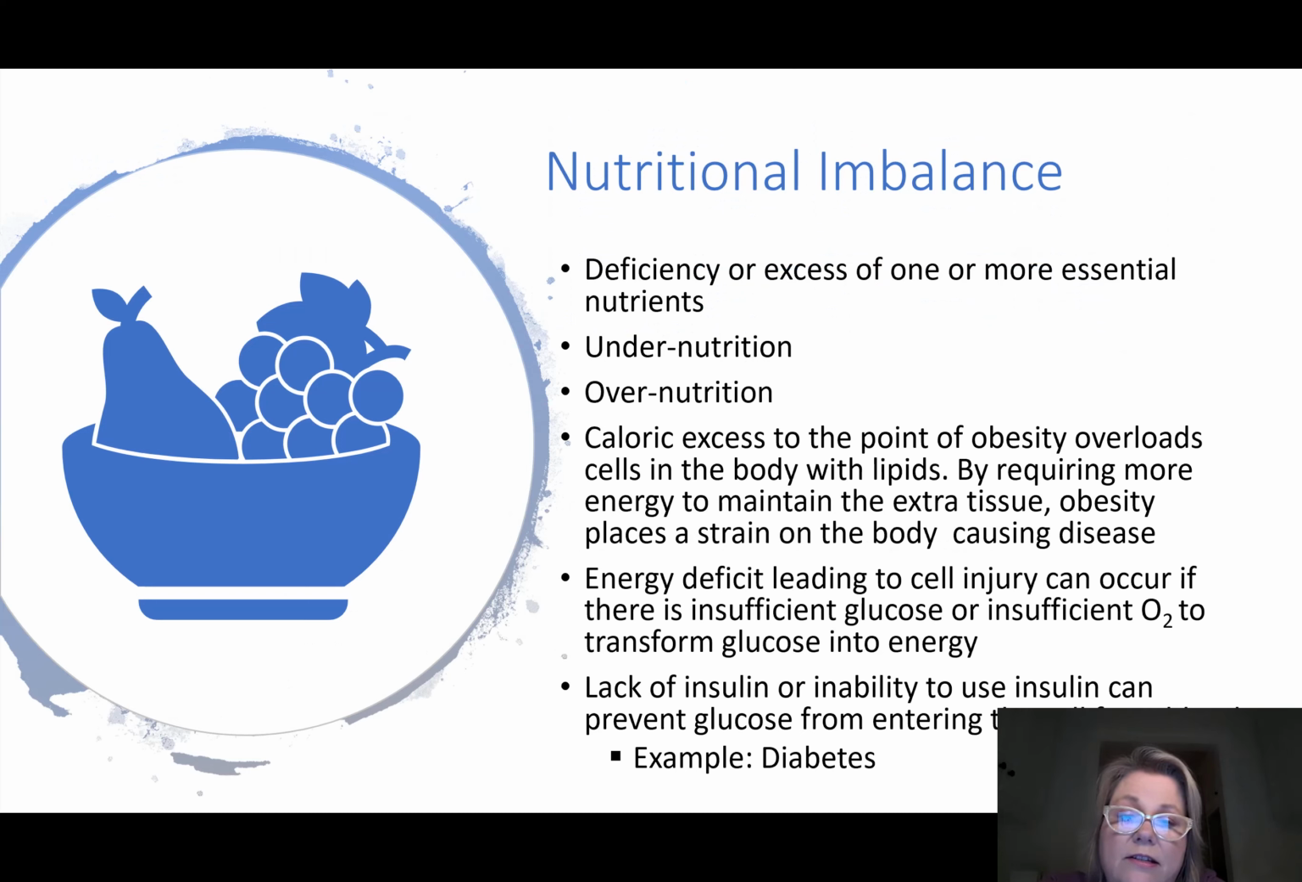Nutritional imbalances. A deficiency in one or more essential nutrients can cause that. Undernutrition, overnutrition. If you have obesity, it overloads the cells of the body with lipids, and it requires more energy to maintain that extra tissue, and obesity places a strain on the body, causing disease. Energy deficit leading to cell injury can occur if there's insufficient glucose or insufficient O2 to transform that glucose into energy, like we talked about in hypoxia. Lack of insulin or inability to use insulin can prevent glucose from entering the cell from the blood.